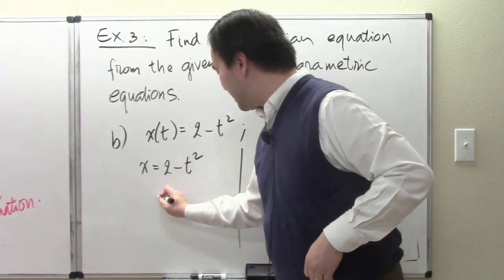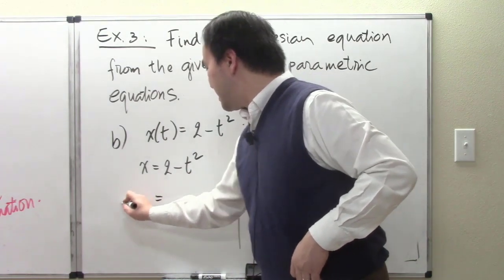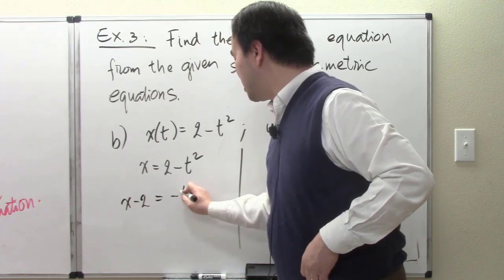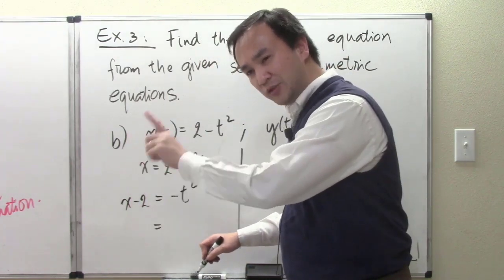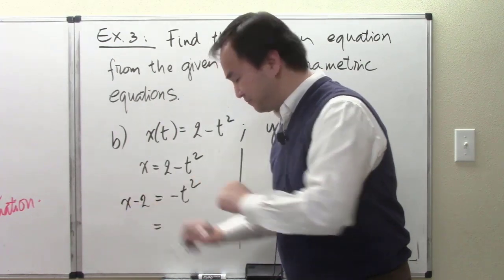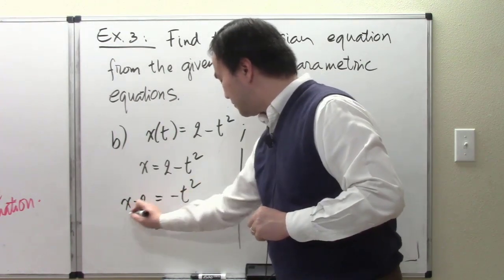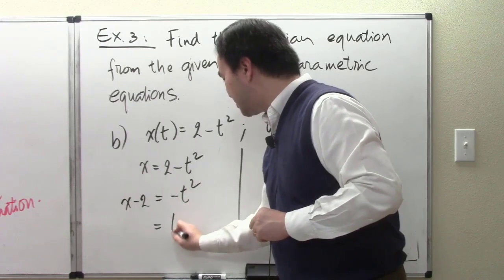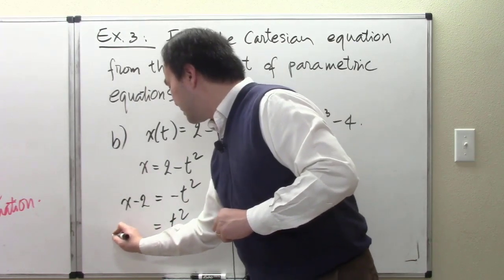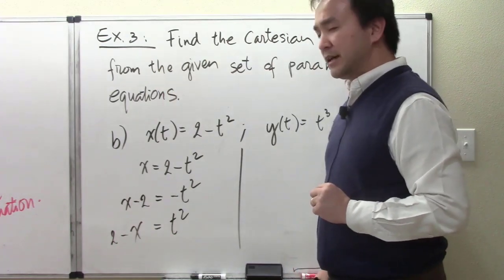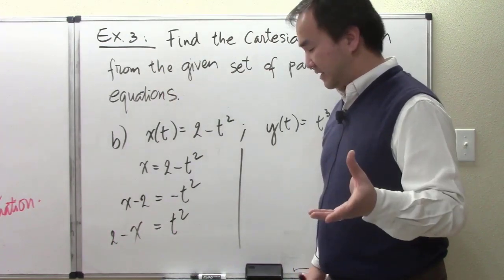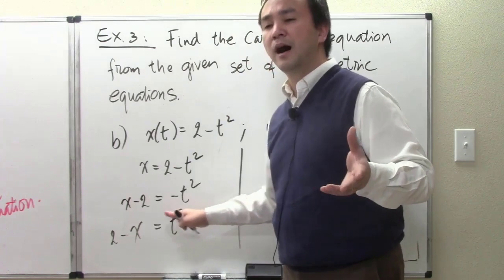So I'm going to look at x minus 2 equals negative t squared. As I said, we look for a way to solve for t in terms of x. I can divide both sides by the negative sign, so t squared equals 2 minus x. Okay, but here's the thing. Let me advise: let's take a quick pause here.